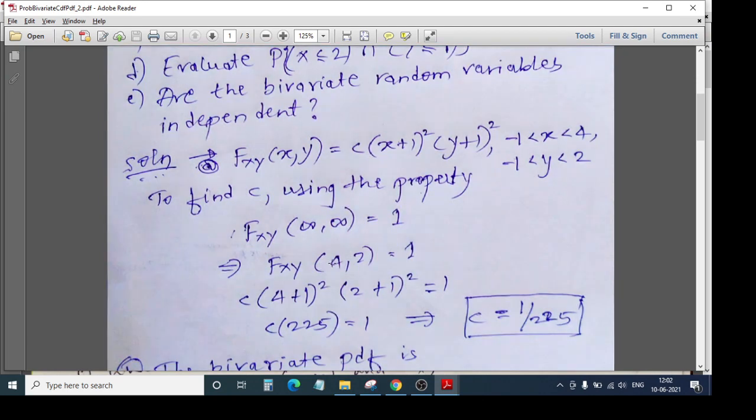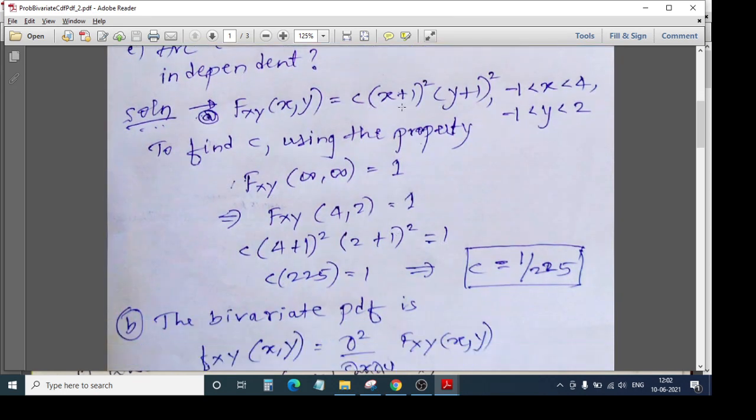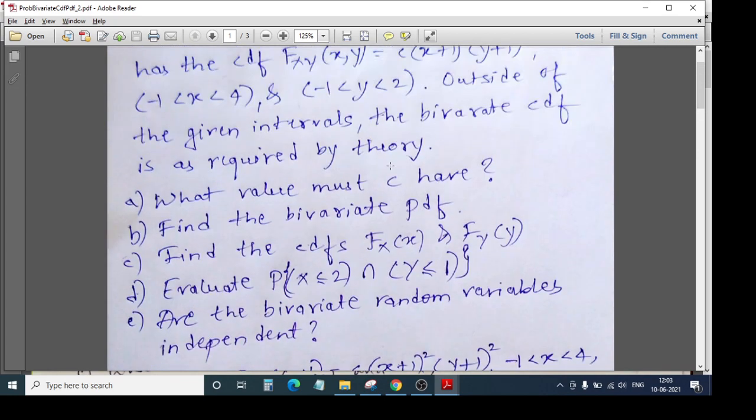So F(x, y) with x value 4 and y value 2 is equal to 1. Next, substitute the values of x and y. The value of x is 4, so it is (4 plus 1) the whole square. The value of y is 2, so it is (2 plus 1) the whole square. So it is 5 square multiplied by 3 square. Finally the answer is C equal to 1 divided by 225. So the first thing is done, we have found the value of C.